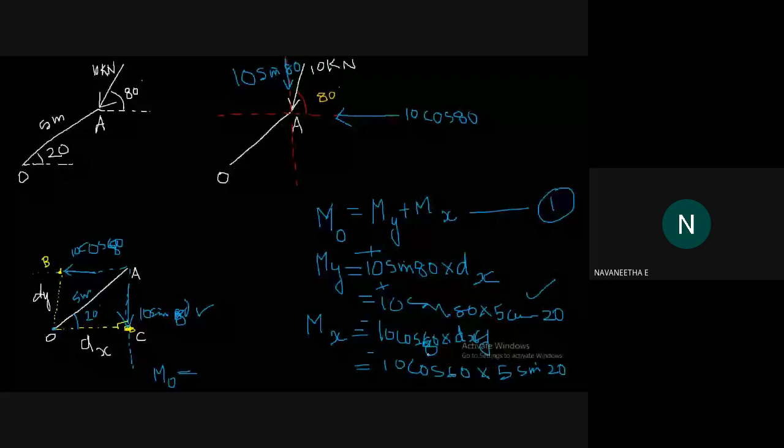So similarly, this is dy. So tell me what is the answer? MO is my minus mx. My minus, because the minus sign is coming from the direction, anti-clockwise direction. So the sign is negative for mx. So the final equation is MO equal to my minus mx.